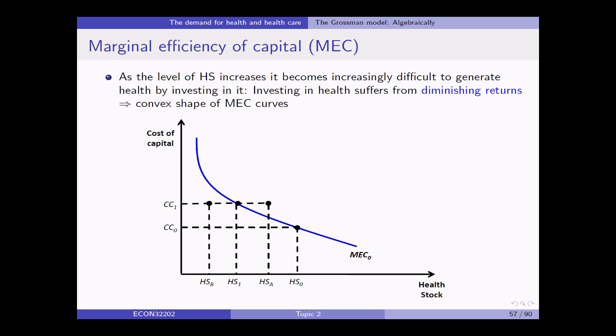So as we said, if you think about this in terms of going to the GP or family doctor, the more and more visits you have, the less and less effective those visits become. So they will still improve health, but a very small amount of health. So the first GP visit will improve health quite a lot. The 100th visit will improve health, but in a very small amount. That's the same with your own decision about investing in health. If your health is almost perfect, you can improve it, but only a very small amount. So we've got this convex marginal efficiency of capital curve.